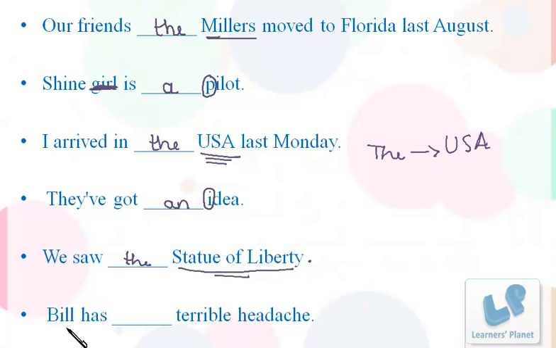Now the last one over here is, Bill has dash terrible headache. Over here we're talking about Bill, and a terrible headache. So that's why we will use a, because it begins with a consonant. So Bill has a terrible headache. I hope you understood the usage of the definite and the indefinite articles, the, a and an.